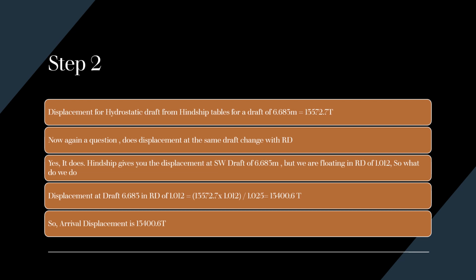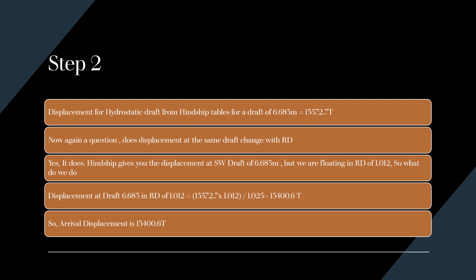So what is the next step? We already have the hydrostatic draft, right? So we're going to find the displacement for the hydrostatic draft from the Hindship table for a draft of 6.685 meters. Again, go to the Hindship tables, do your interpolation, and you get a value of 13572.7 tons. Now, again, a question.